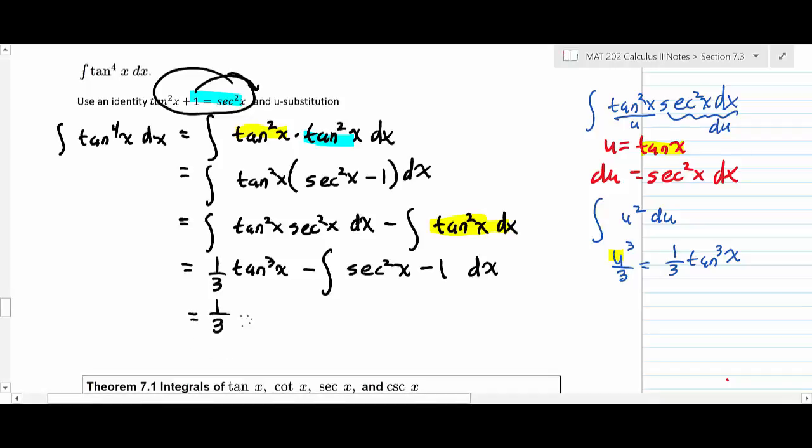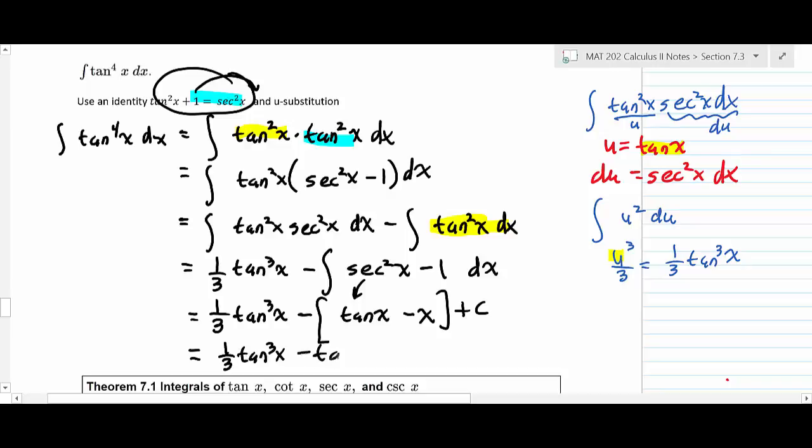So I'd have 1/3 tangent cubed of x. And be careful with that minus. So the integral of secant squared is tangent x. And then the integral of 1 is x plus c. And then if I finish this up, I'm going to have 1/3 tangent cubed x minus tangent x plus x plus c, like that. And there's your answer to your problem. I hope that's the same as I got the last time. Is that the same as what I got on the last problem? I guess it is. Okay.